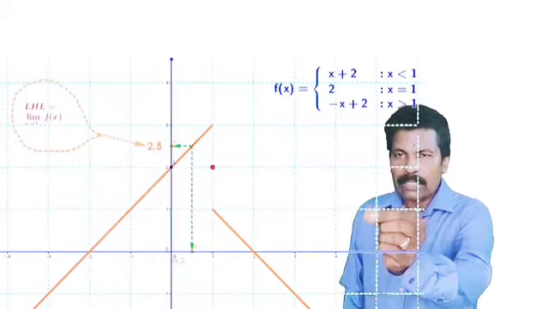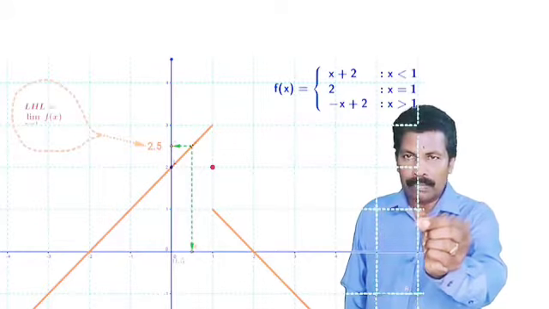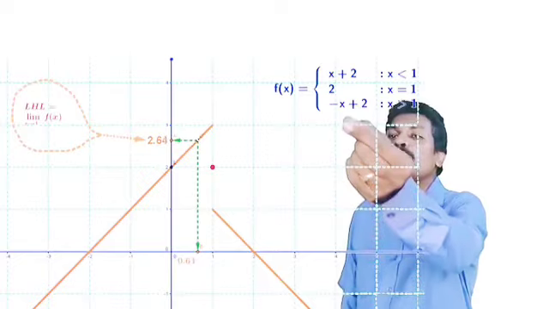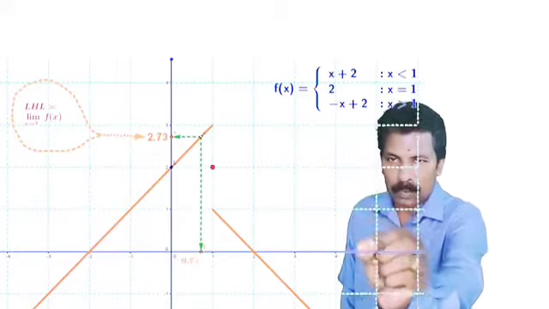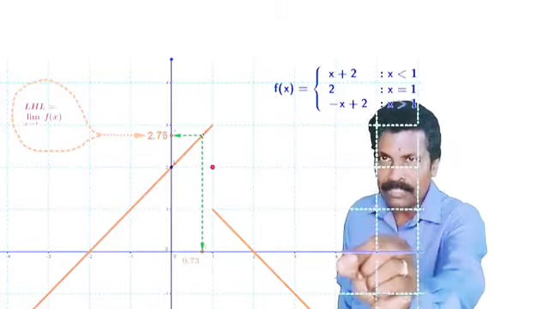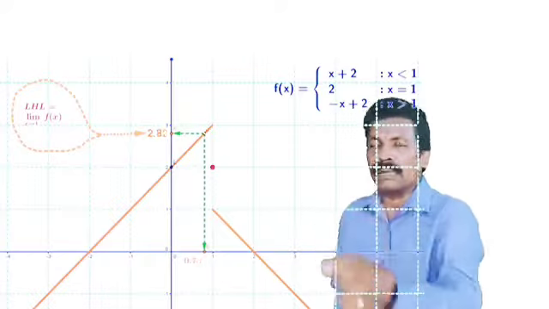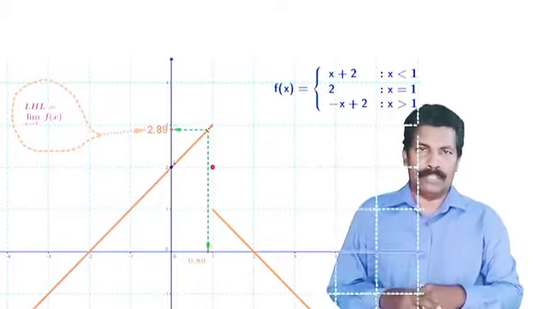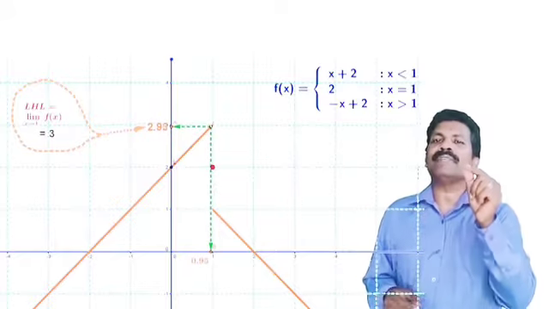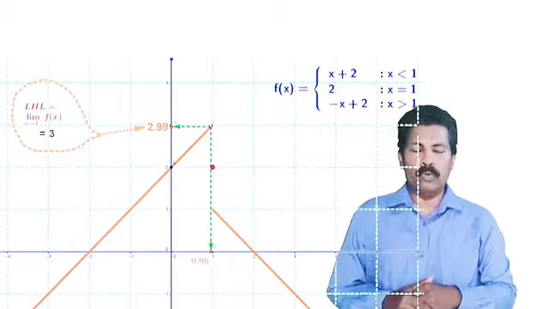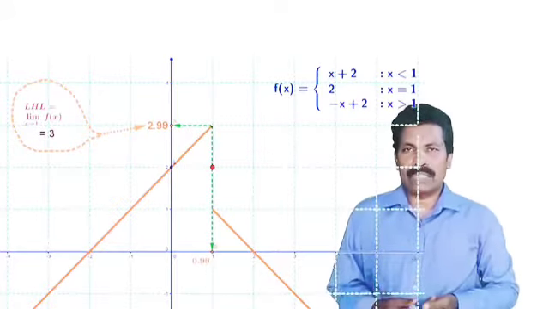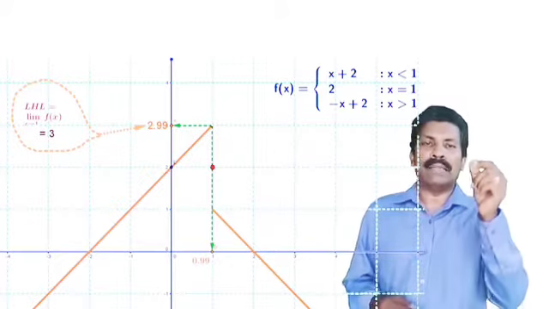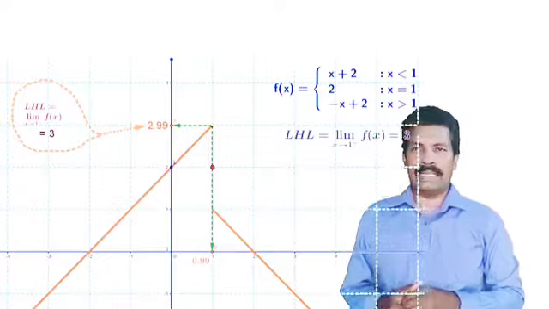So when x is approaching 1, taking values slightly less than 1, what is happening to the y value? The y value is approaching 3. X is approaching 1 from the left hand side, then y is approaching 3. So this tending value is what is called the left hand limit here. That is, the left hand limit is equal to the limit of f of x as x tends to 1 minus, that is equal to 3. LHL is 3.